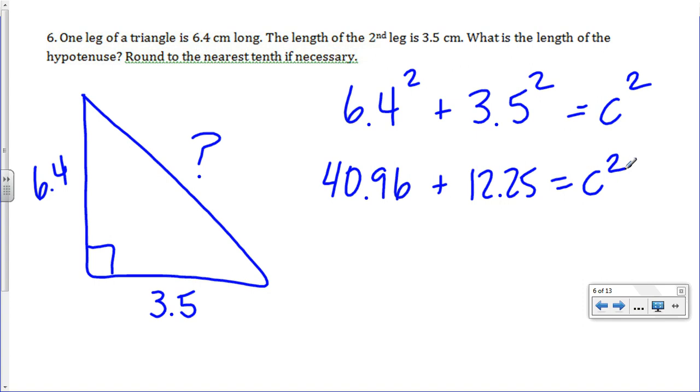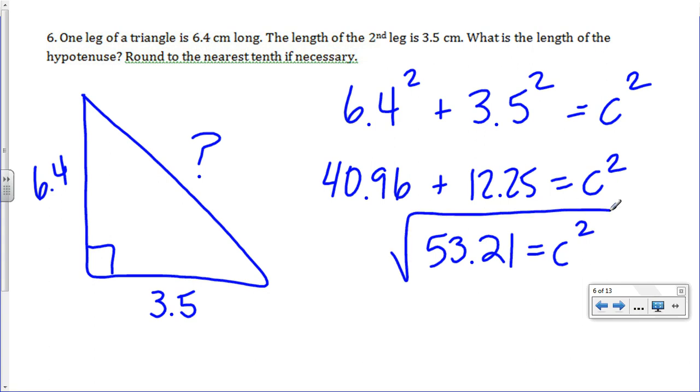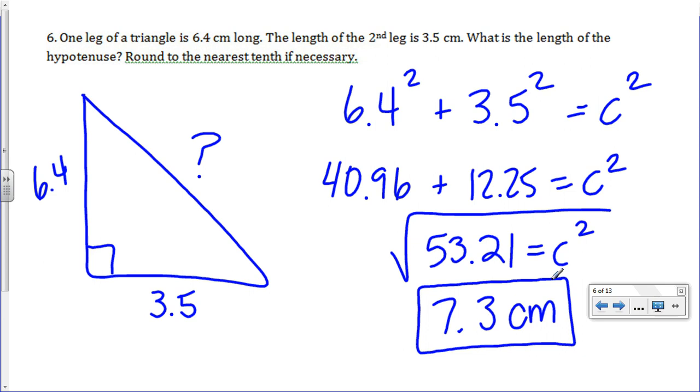Finding the hypotenuse, I'm going to add. So if I add those together, I would get 40.96 plus 12.25, and I get 53.21 equals c squared. So now I'm going to take the square root of that nasty looking decimal, and I'm told to round to the nearest tenth. So I get 7.2945. So 9 is bigger than 5, so it's going to make that 2 become 3. And because I'm talking about a real world scenario, I'm going to make sure to include my units, and those are centimeters. So 7.3 centimeters.